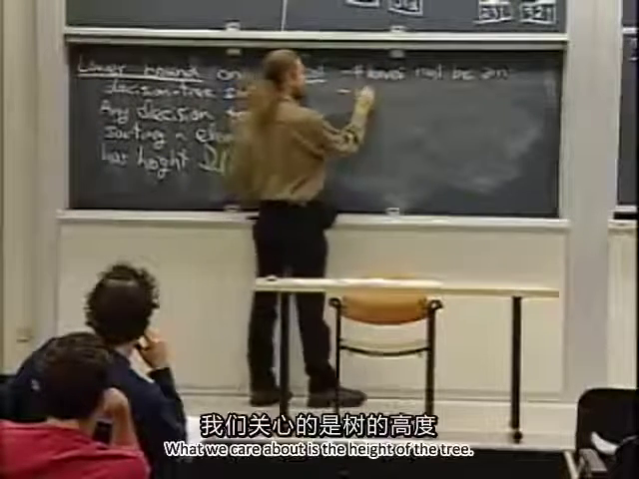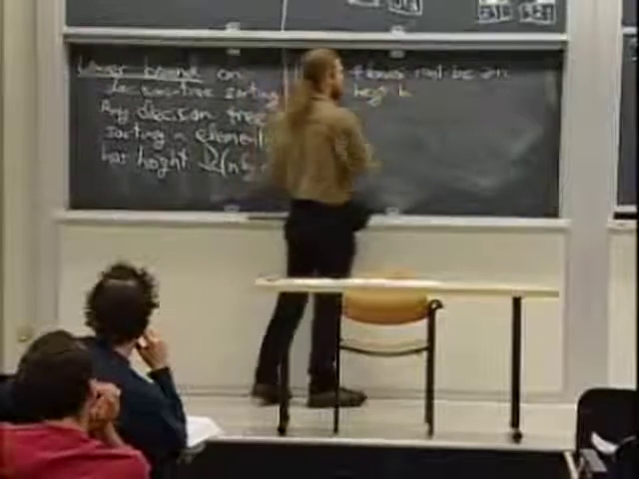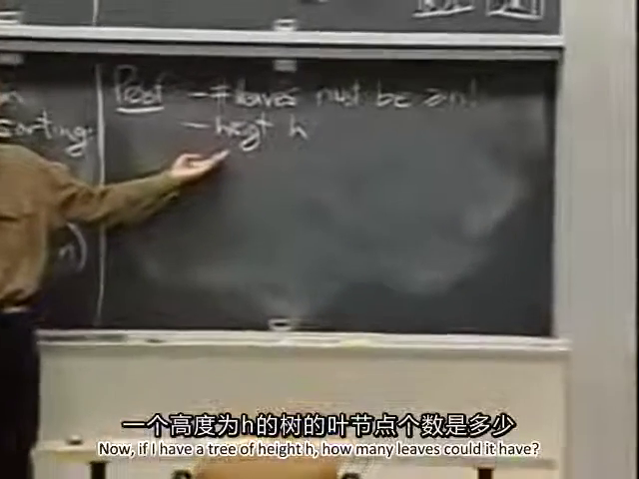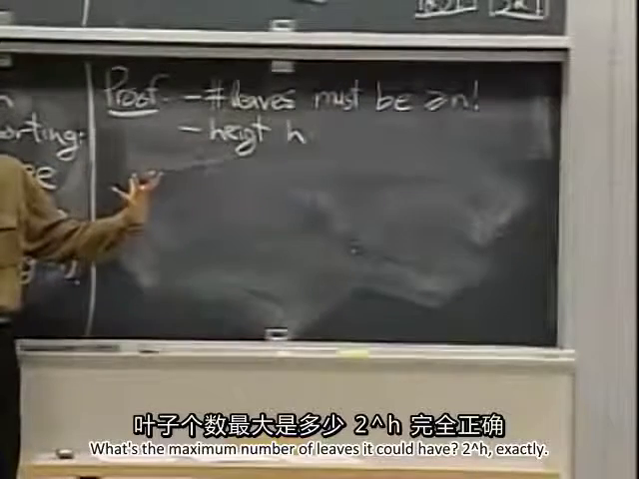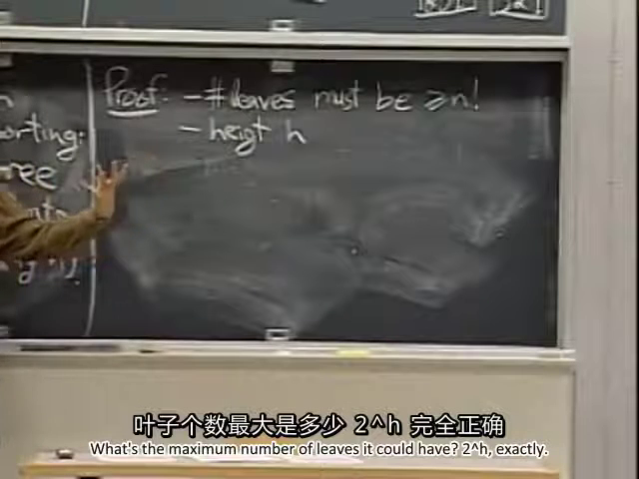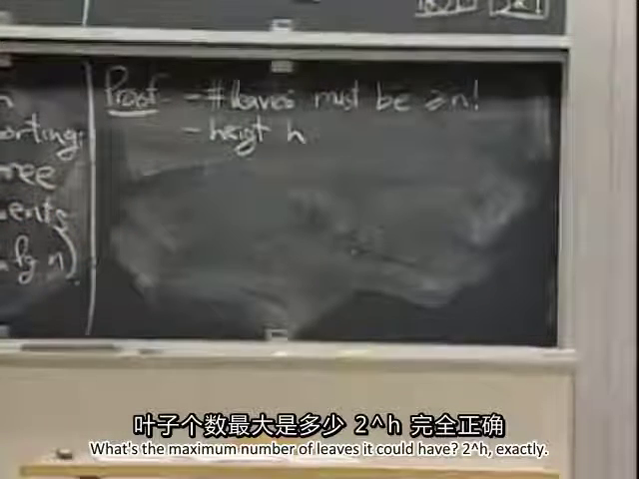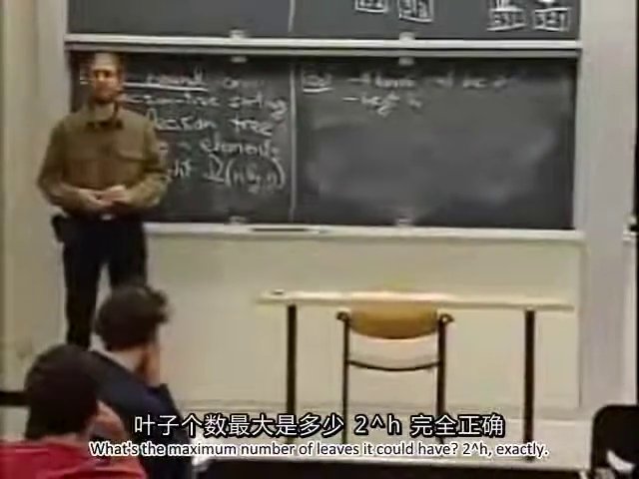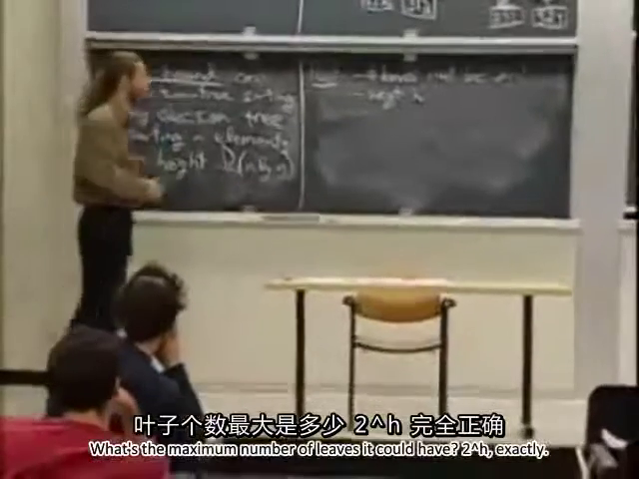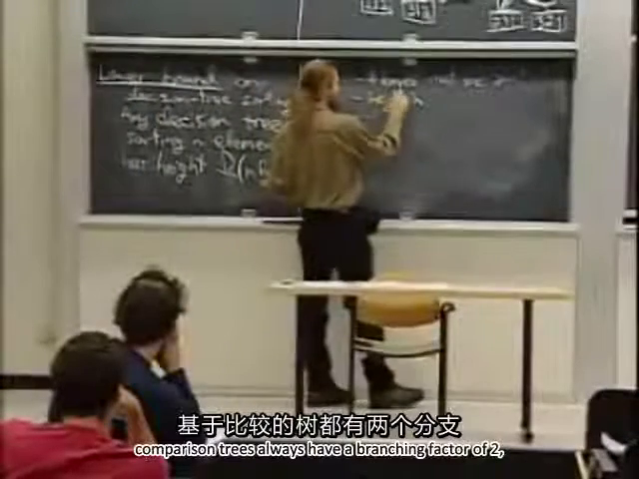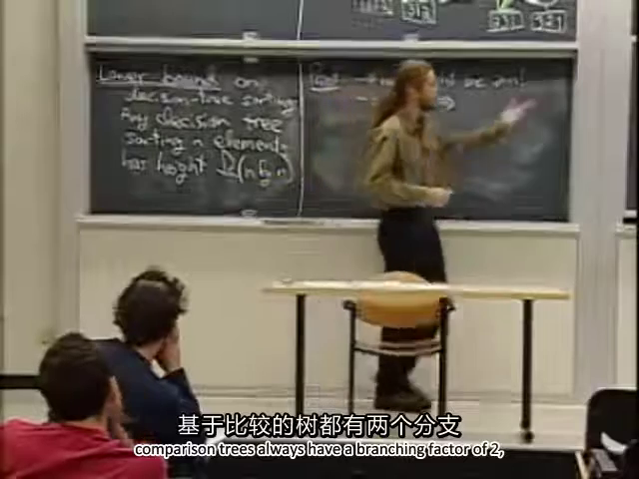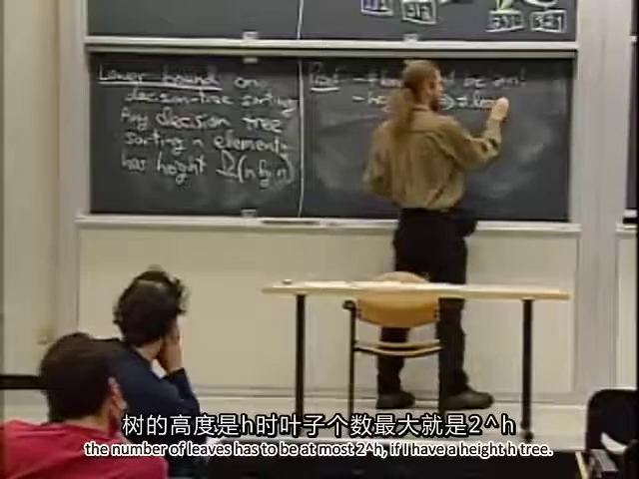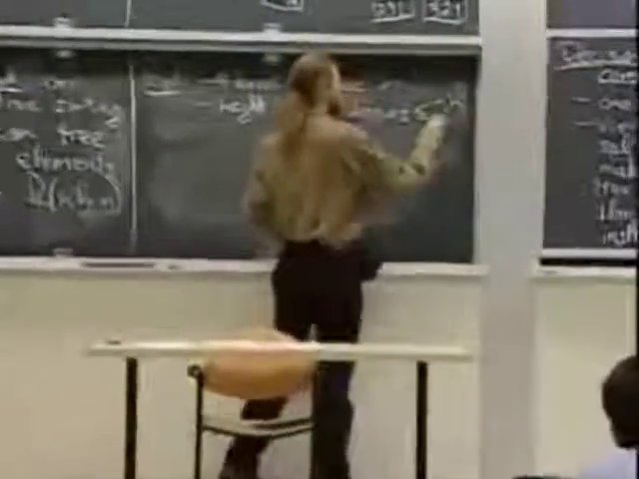What we care about is the height of the tree. So let's call the height of the tree h. Now, if I have a tree of height h, how many leaves could it have? What's the maximum number of leaves that it could have? Sorry? 2 to the h, exactly. Because this is a binary tree, comparison trees always have a branching factor of 2, the number of leaves has to be at most 2 to the h if I have a height h tree.